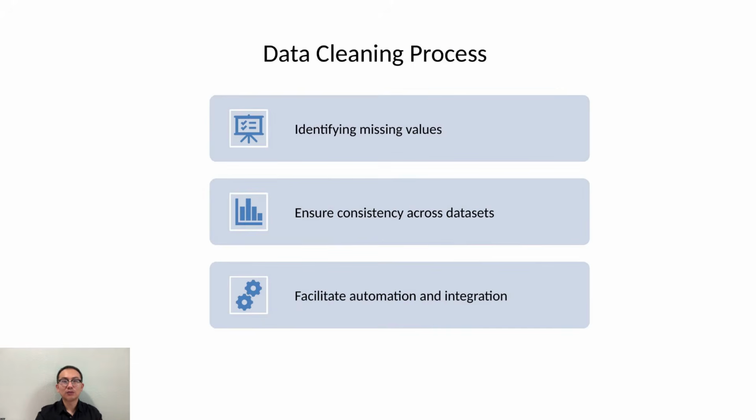Data cleaning usually follows 3 main steps. Identify missing values: find gaps or blanks in your data. Ensure consistency: make sure data is uniform across fields and datasets, with no conflicting formats or categories. Facilitate automation: structure your cleaning so it can be repeated easily or integrated into automated workflows. Following these steps helps maintain clean data over time, especially in larger or ongoing projects.